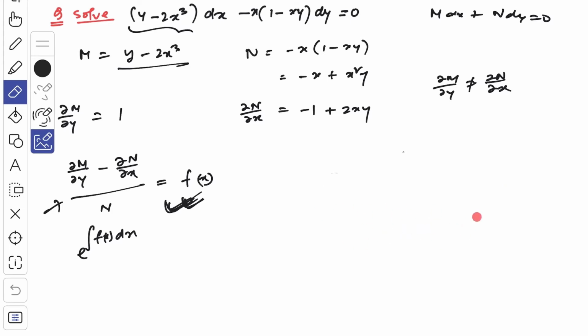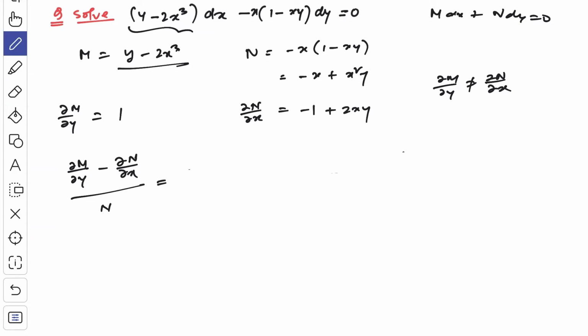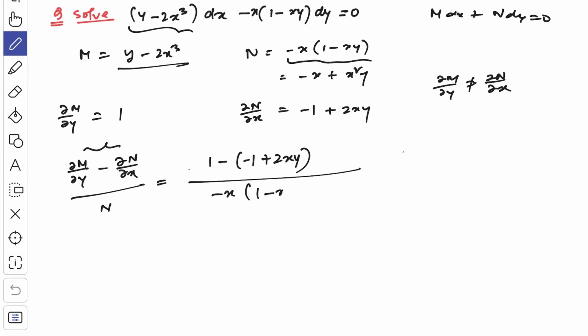So is that possible or not? So now here you see, this term will be 1 minus 1 plus twice xy, and divided by n. Our n is this, minus x into 1 minus xy, isn't it? So then it will be 1 plus twice xy minus x into 1 minus xy.